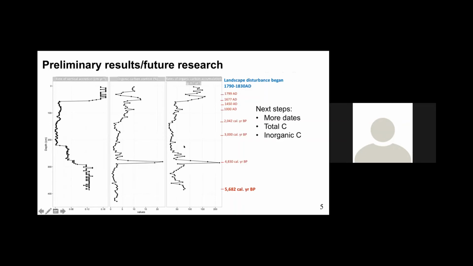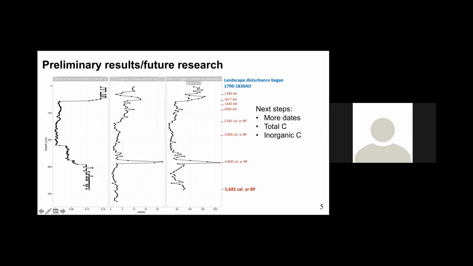So we have some very preliminary results, which I'm going to briefly show you here. As you can see, these are 3 figures showing measurements from our long sediment cores. This is showing rates of vertical accretion, organic carbon contents, and rates of organic carbon accumulation. Our dates at the moment suggest that this site may be up to 6,000 years in age. That means that over the last 6,000 years, this site has been accumulating sediments, and some of these sediments can have organic carbon that gets buried and sequestered at this site.